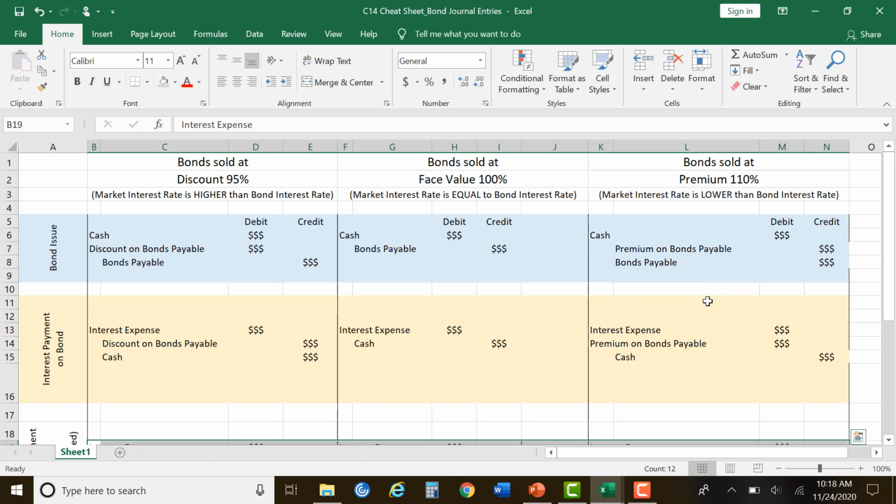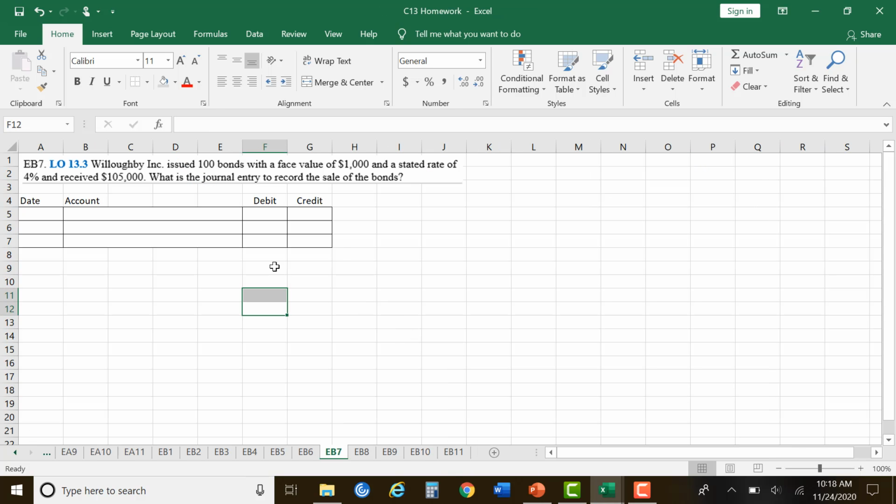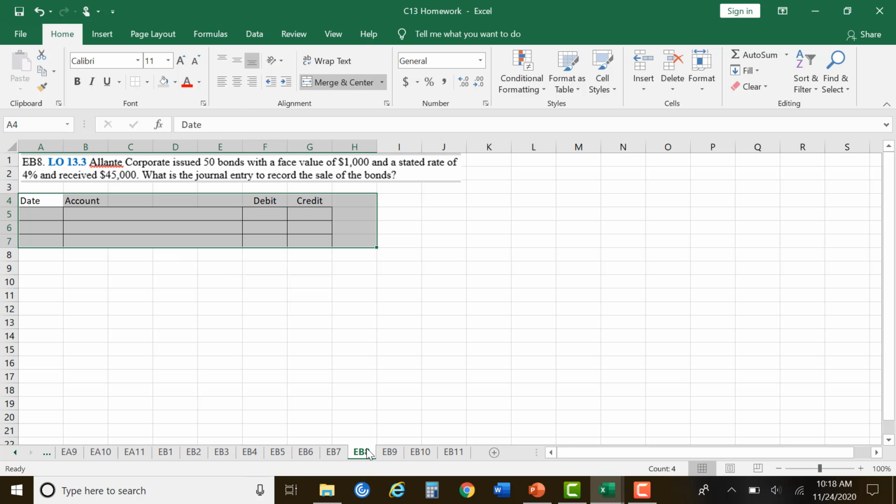So it's going to be bonds at a premium. So we received cash of 105,000. The bonds payable was only 100,000, and then the premium on bonds payable, the difference between the two, is going to be 5,000. So that's going to be journalizing a bond sold at a premium. You should be okay with that one.